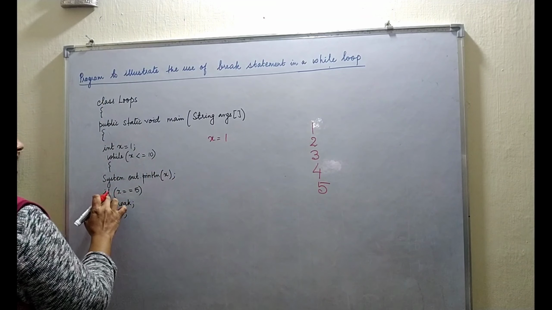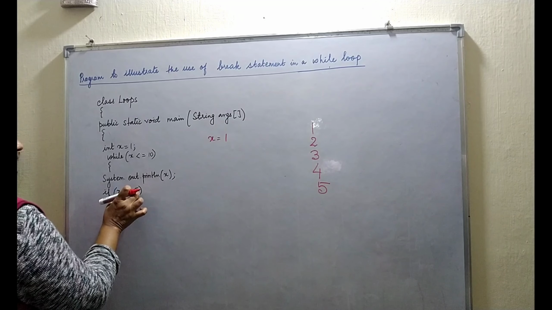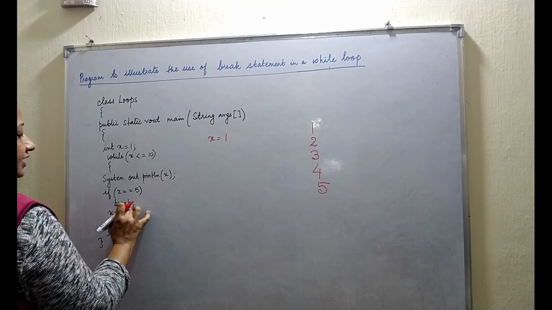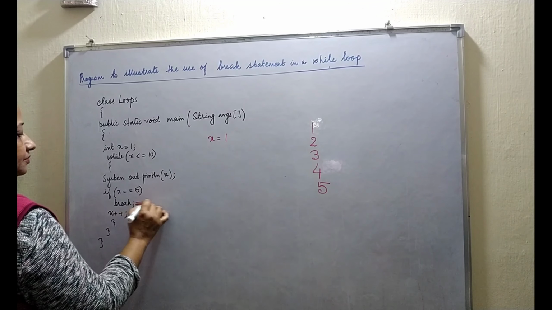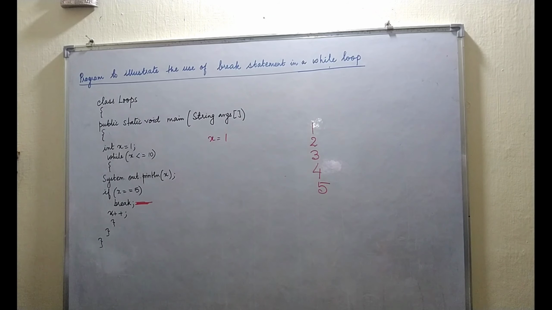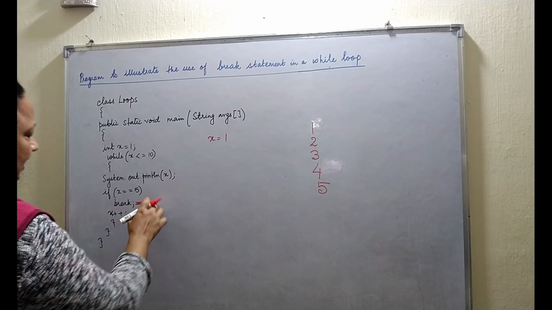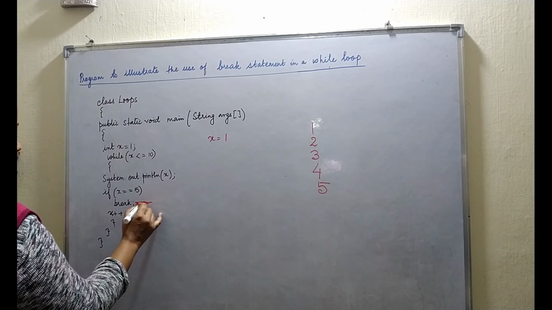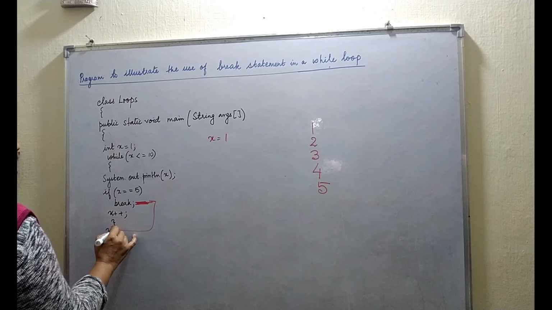After 5 is printed, now if x is equal to 5, x value is equal to 5. So what happens here? Break is encountered. Once you encounter break, what happens? The control will be transferred outside the while loop. That means once the break is encountered, the control will be transferred outside the while loop.